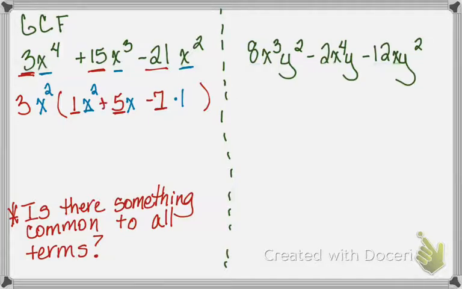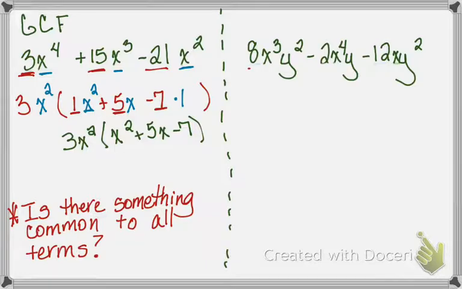My final answer to this is 3x squared, okay, times x squared plus 5x minus 7. Is it okay if you put a 1 in front of that x squared, if you had 1x squared plus 5x minus 7, would that be okay? Yes, it would be totally fine. Okay? So, this is our first GCF. Look at your numbers, then look at your variables. Okay? Let's do it again.